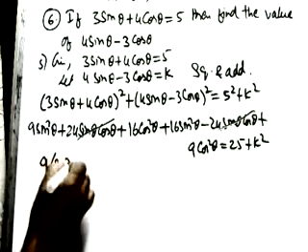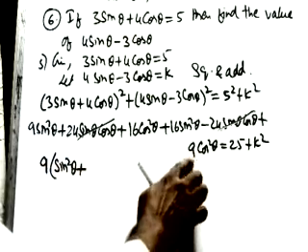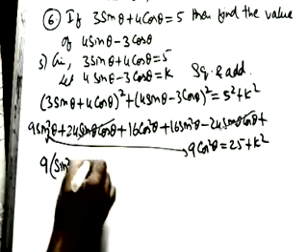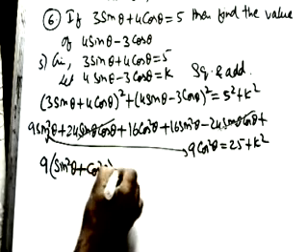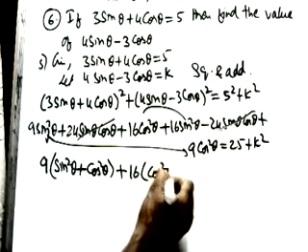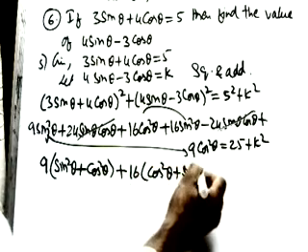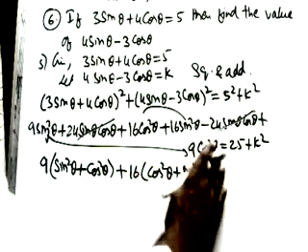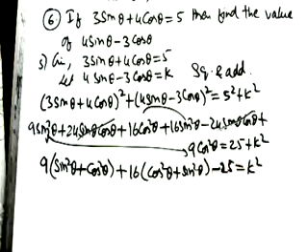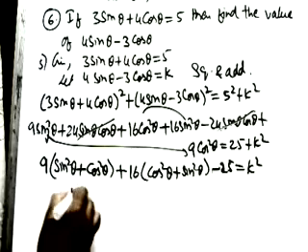Now you take 9 common, here it will be sine square theta. One more 9 is here. We have taken 9 common from this too. So sine square theta plus cos square theta. Plus let me take 16 common here, so it will be cos square theta plus sine square theta. Bring this 25 here, minus 25 equals to k square.